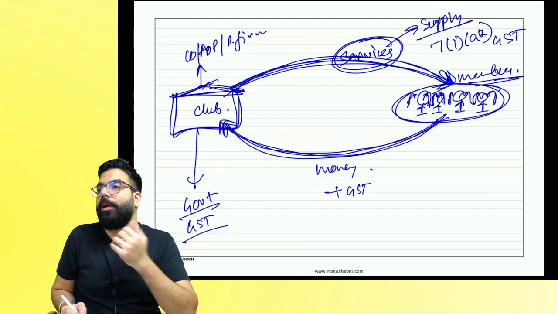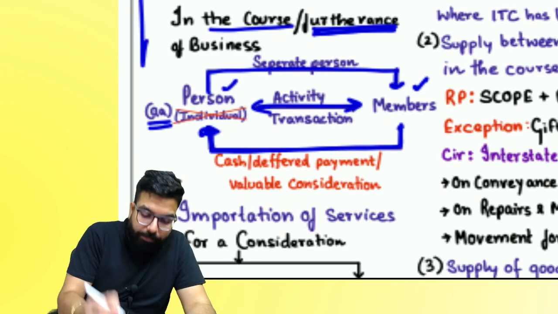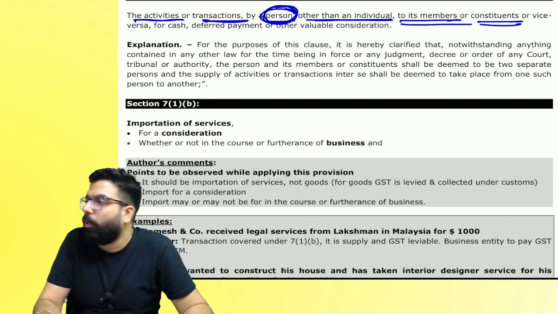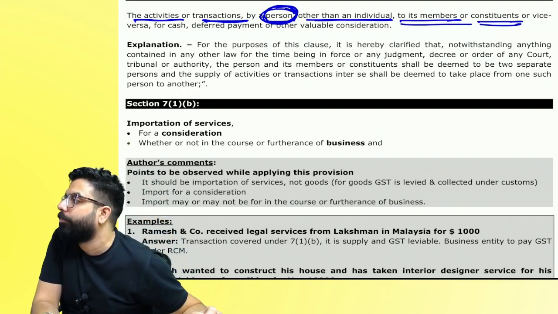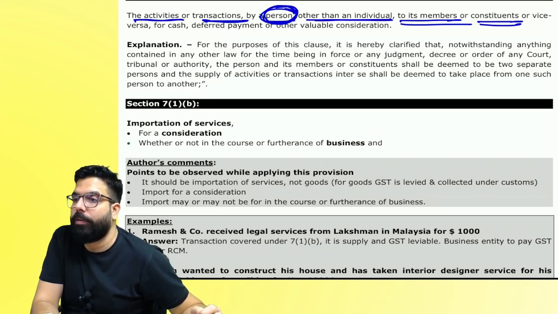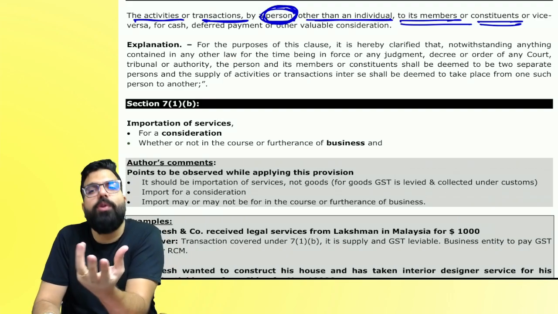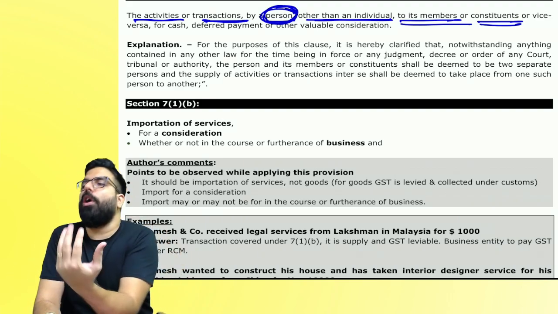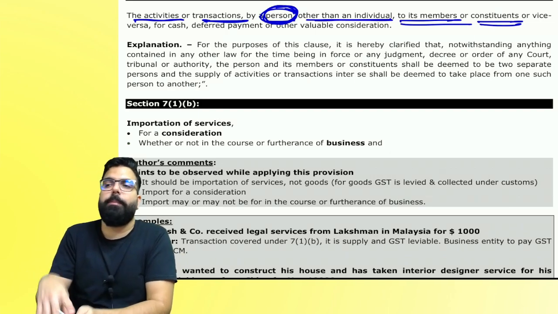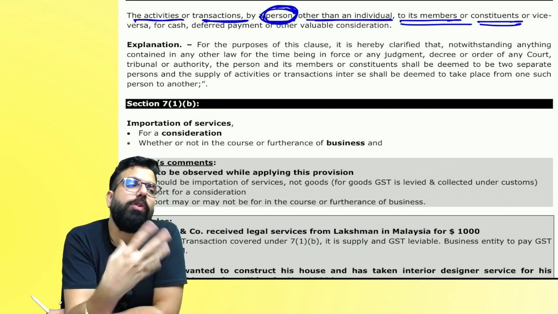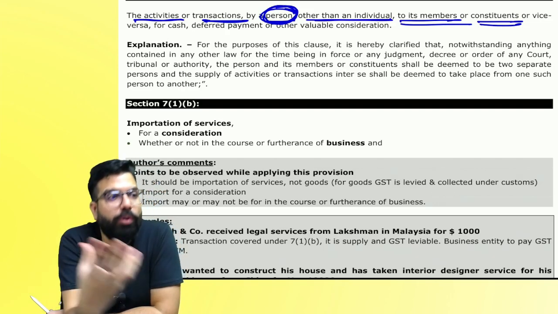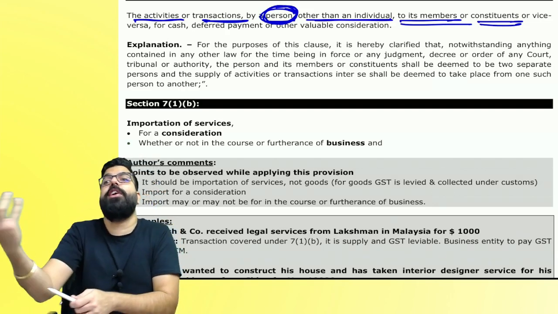Are we clear, everyone? I'll ask you one point over here. If you read, it says "to its member or constituent." What do you mean by constituents? Who constitutes? Whether you call them members or constituents, for example, in a partnership firm we don't call them members, we call them partners. They constitute the partnership firm, so they are called constituents.